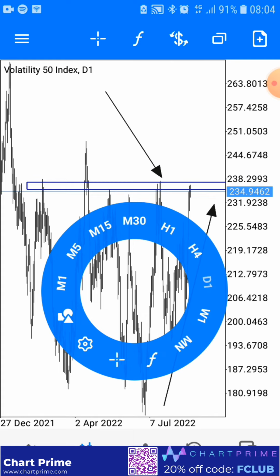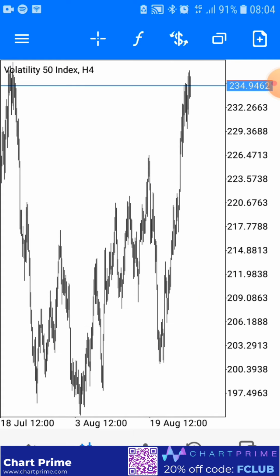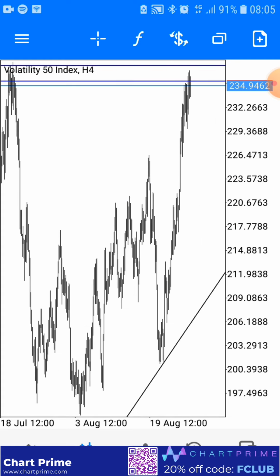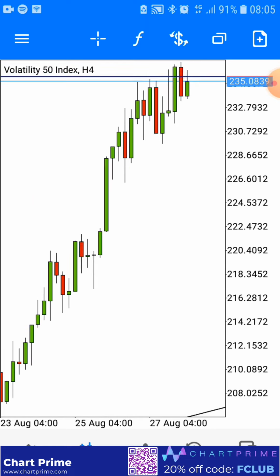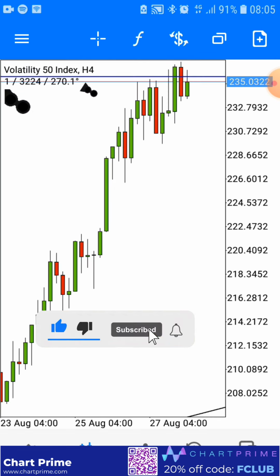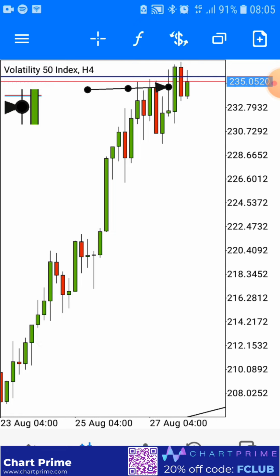Leaving that aside, let's now go to the lower time frame and look for proper sell entries so as to ride this trend perfectly. So we'll be starting with the 4-hour time frame, and on the 4-hour time frame we are seeing a shooting star, a very powerful bearish candlestick. In some of the books they call this a bearish pin bar.